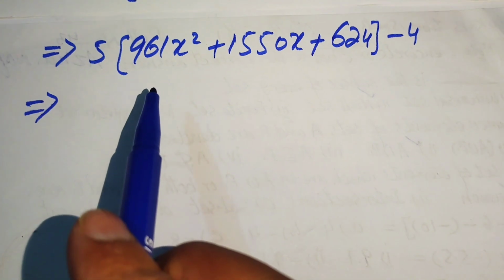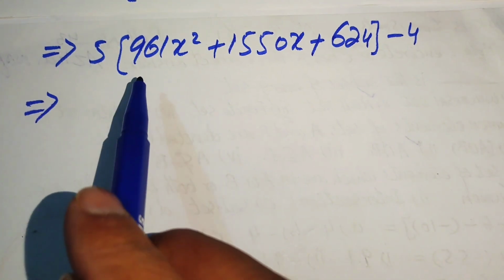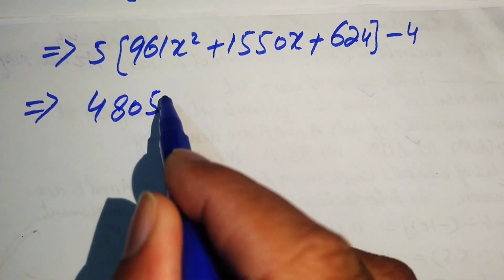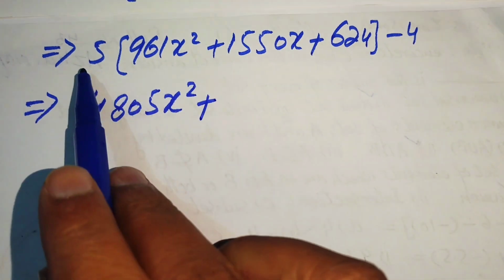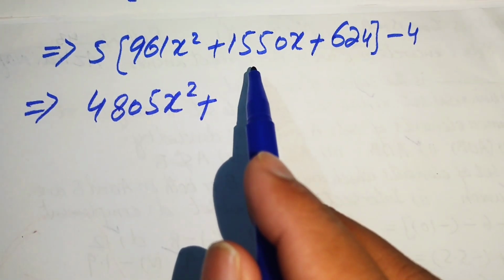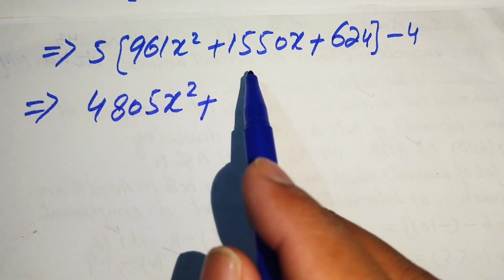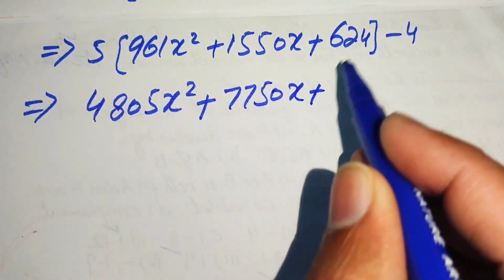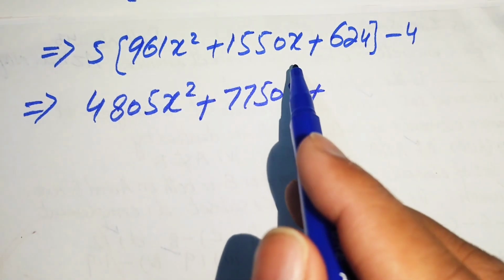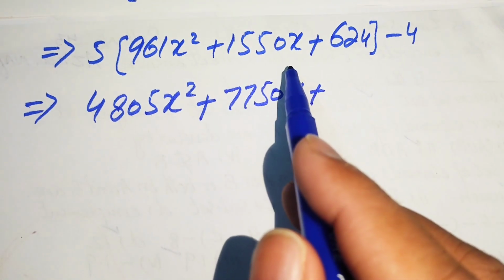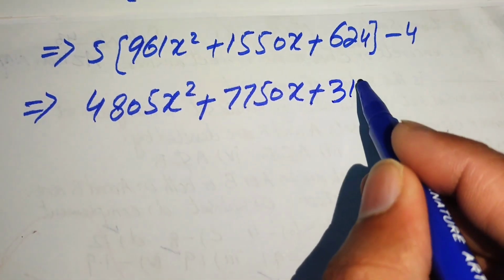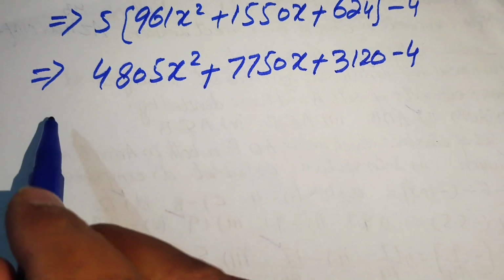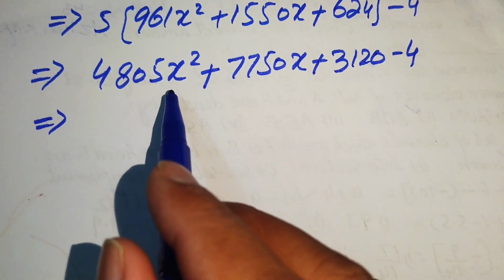And now first, when we multiply this 5 by 961, then you get 4805x square, and when you multiply this 5 on this term, 5 times 1550, this is equal to 7750x, and when we multiply 5 by 624, then you get 3120 minus 4. And here we need more simplification, and now we back substitute the value of x.